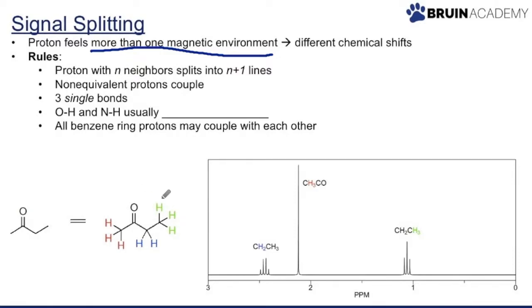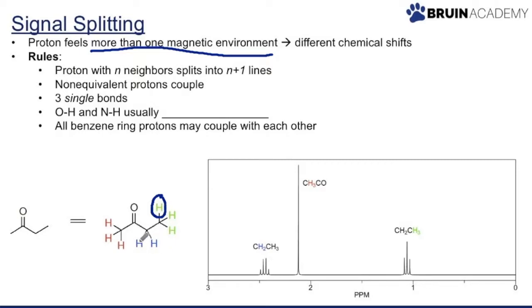Let's take a look at this green hydrogen here and see how many neighbors it has. Starting from this hydrogen, I'm going to count 3 single bonds away: 1, 2, 3. So this is 3 single bonds away from this blue hydrogen here. This blue hydrogen would be considered a neighbor of the green one. However, these other green hydrogens are not considered neighbors since they are all equivalent, so we don't consider equivalent hydrogens to be neighboring candidates. So here we have one neighbor.